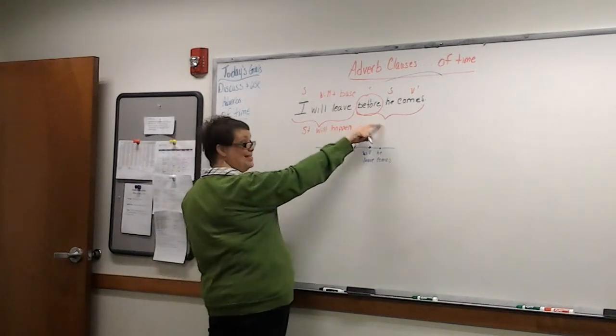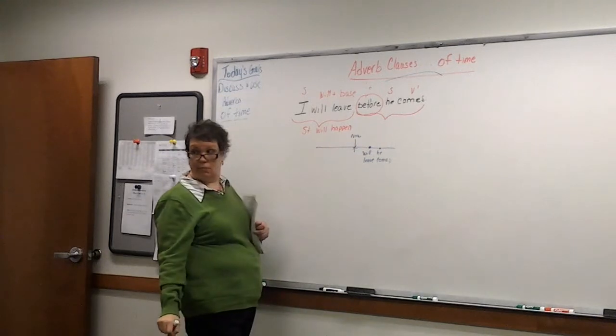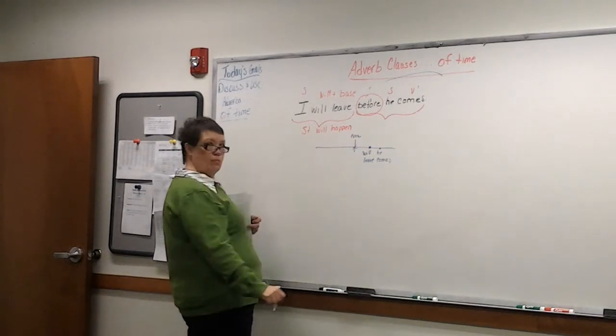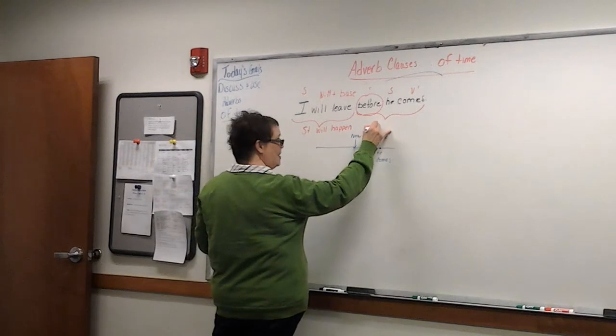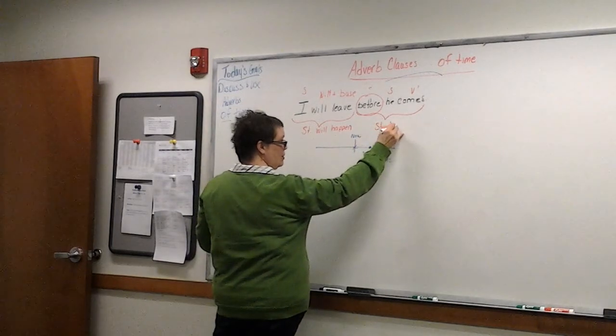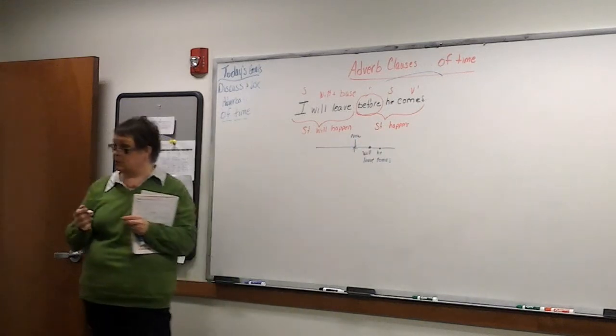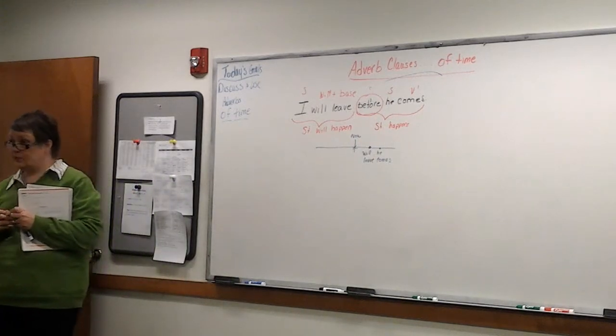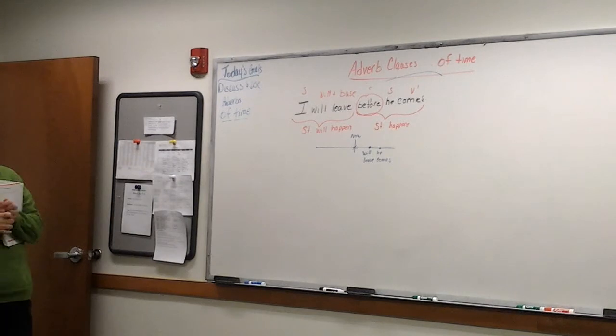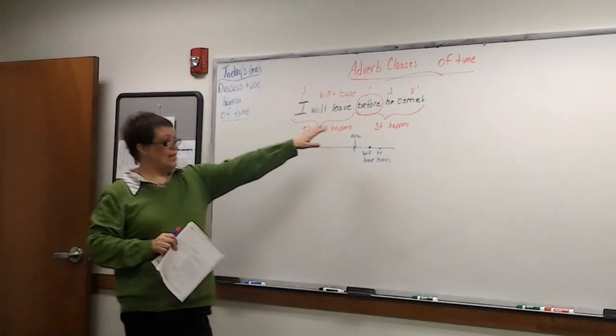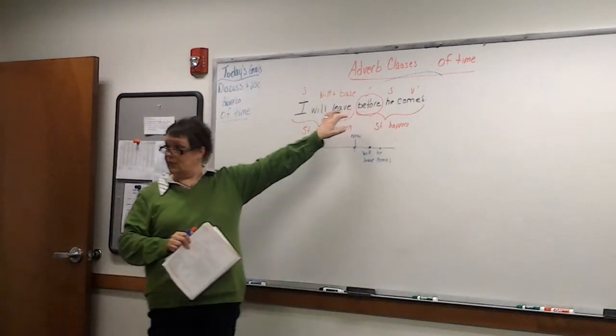And what do we use in the dependent clause? Do we use will? Simple present. Something happens. Just like with the when, right? In the when clauses, we did the same thing. We don't use the future form in the adverb clause. We use it in the independent.